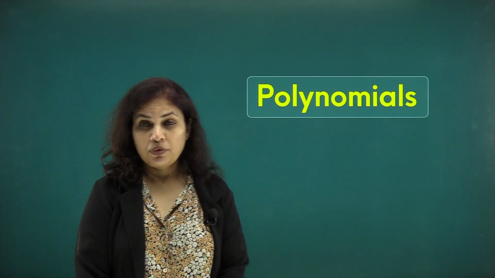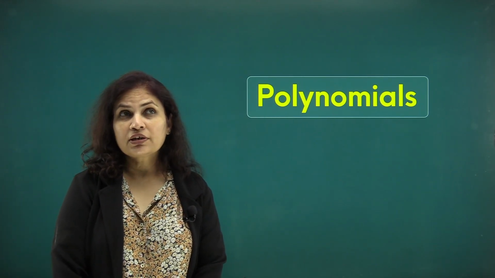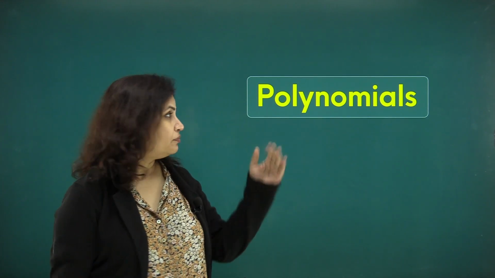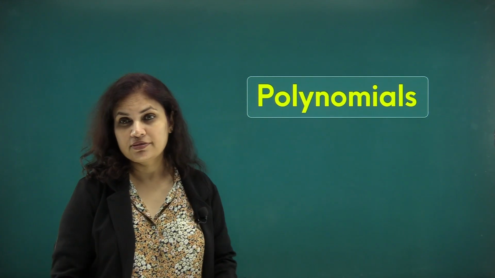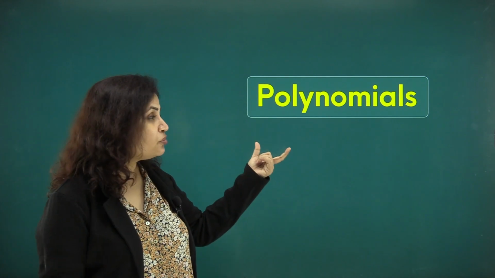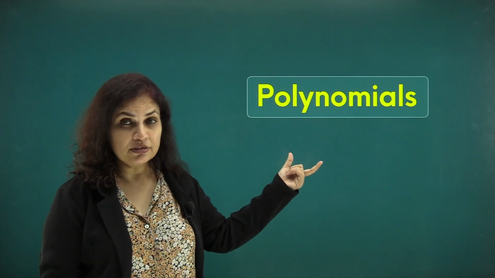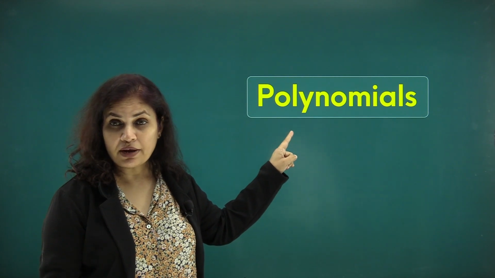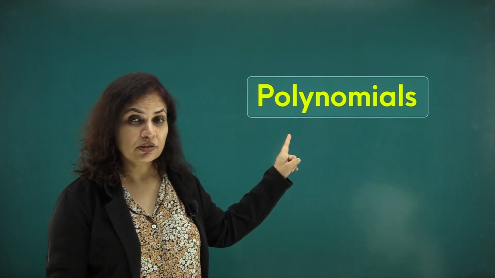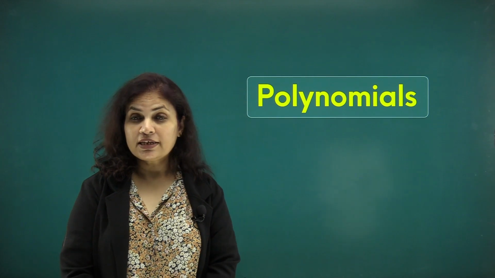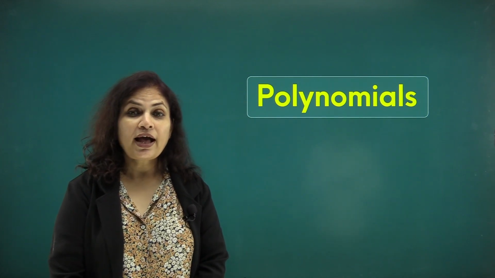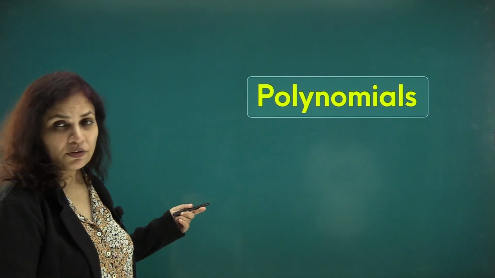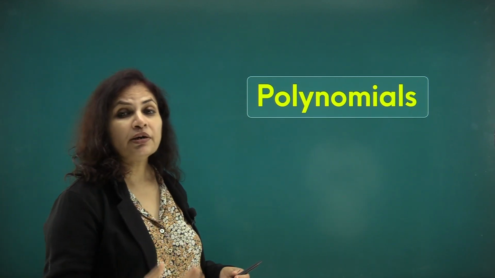Polynomials. What comes to your mind when you think of the word polynomial? Polynomials. It is made up of two words, poly and mials. So, poly stands for many and mials many terms. So, polynomial is nothing but an algebraic expression with many terms, but of course written in a proper order.